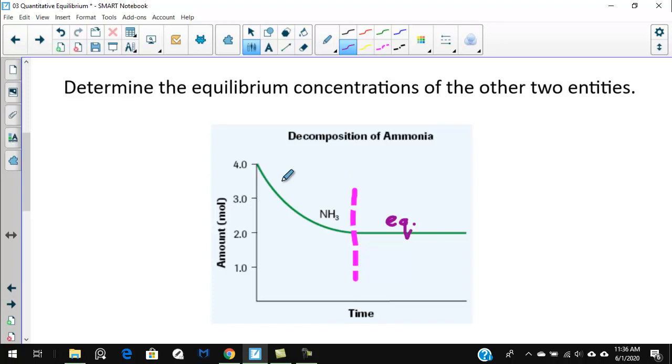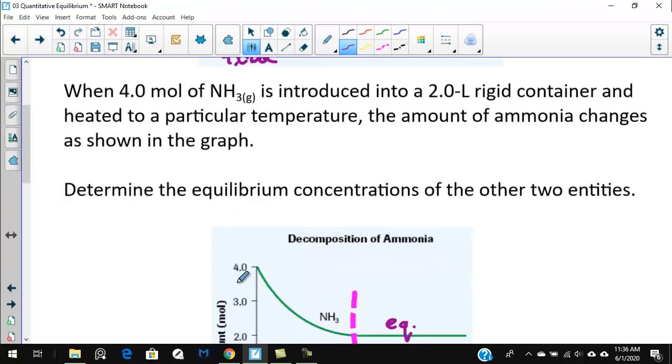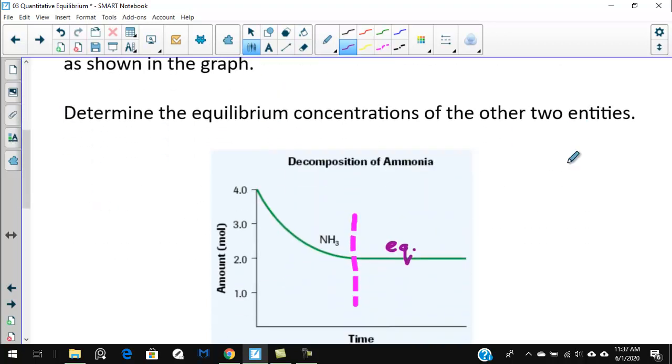And if we look at the NH3, it was being used up, which makes sense again. If all we have is 4 moles of NH3 and none of these two things, then the reaction is going to shift in this direction because it has to make up some of the products and some of the reactants. Eventually, the forward and reverse reactions will get equal to each other again. But in the beginning, the shift is away from the ammonia and toward the N2 and H2. So we know this 4 moles is going to go down, and both of these are going to go up. Okay, but it does ask us to determine the equilibrium concentrations of the other two entities.